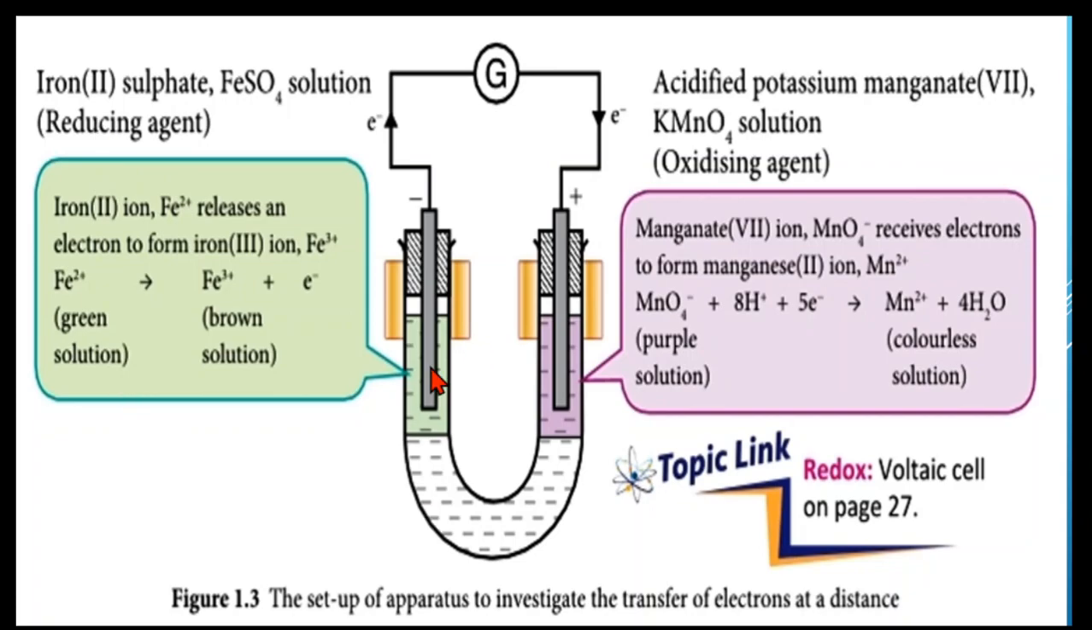So here the iron(II) sulfate undergoes what? Oxidation, because it donates electrons. So when it undergoes oxidation, it is a reducing agent. And the acidified potassium manganate(VII) solution undergoes what? It undergoes reduction because it receives the electron. So when it undergoes reduction, it is an oxidizing agent.